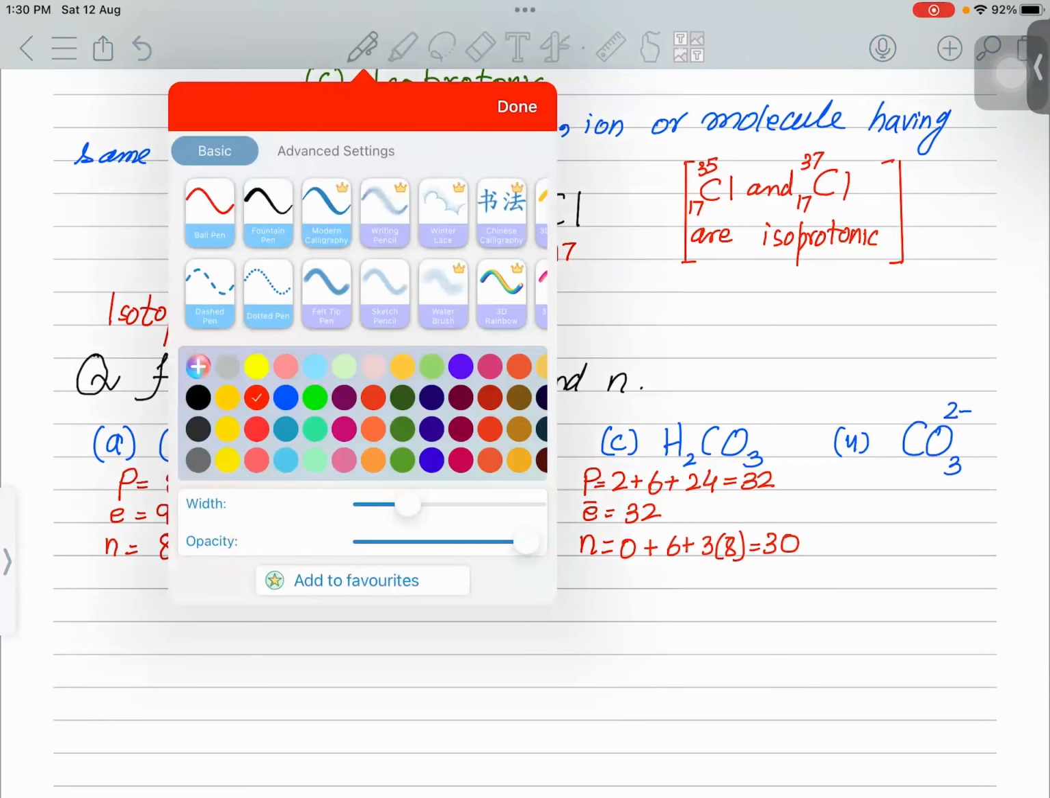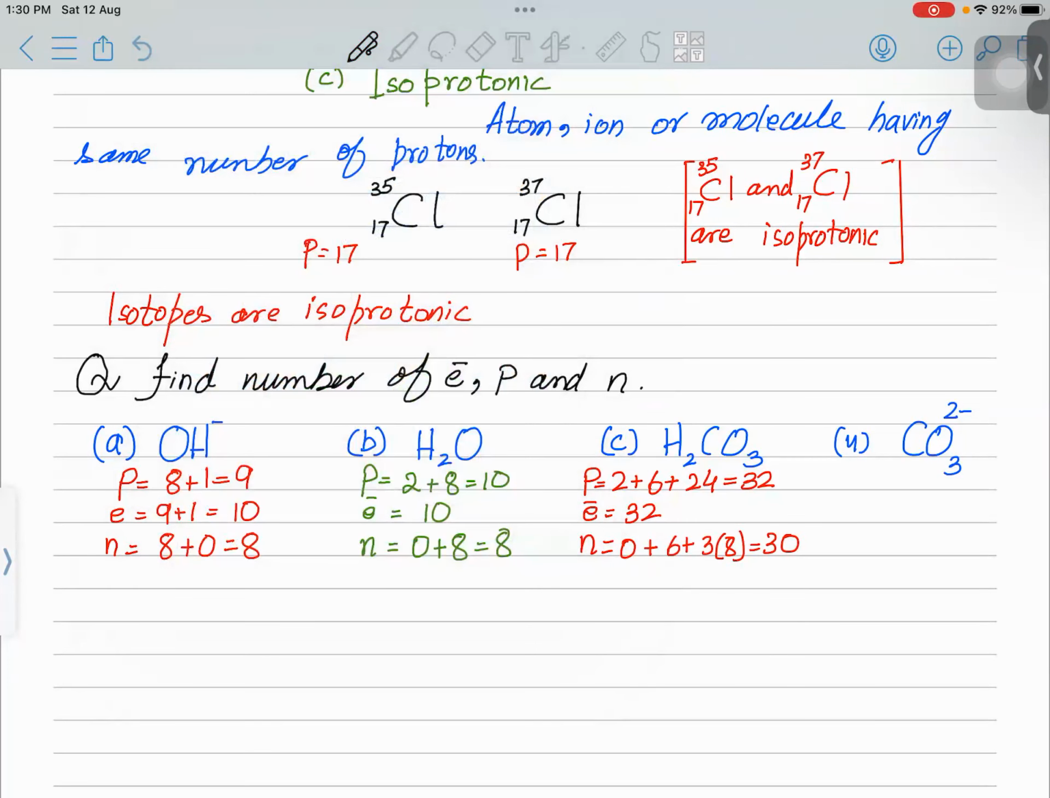Now next. First protons. For carbon, 6. And oxygen, 8 times 3 is 24. So 30. Here you have a 2 minus charge. Minus 2 means plus 2. So 32 electrons. Neutrons: carbon has 6, oxygen has 8 times 3. So again 30.